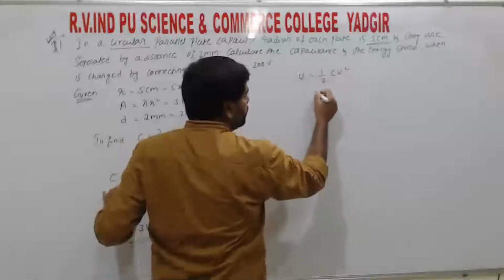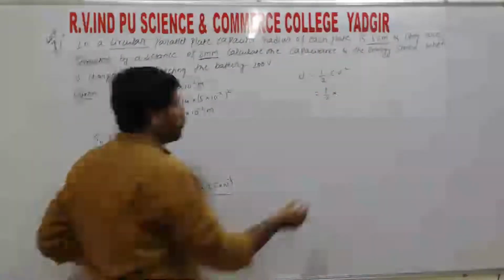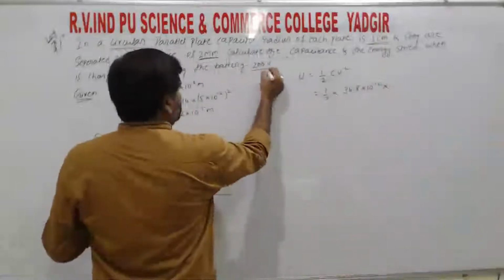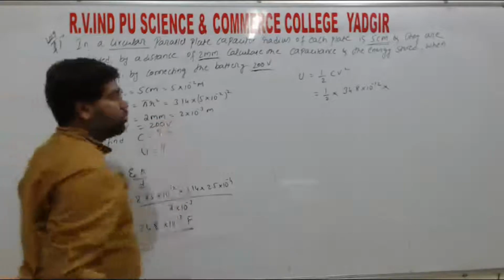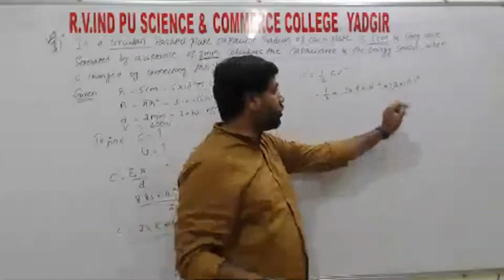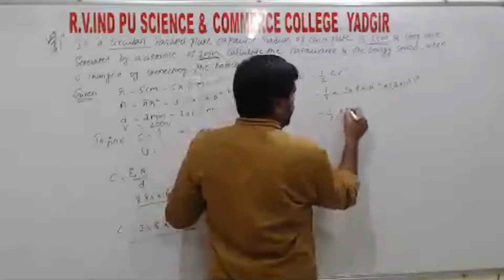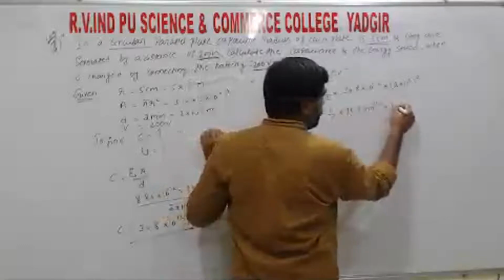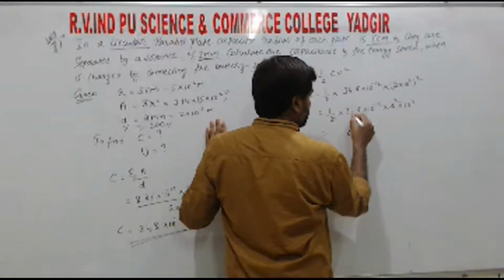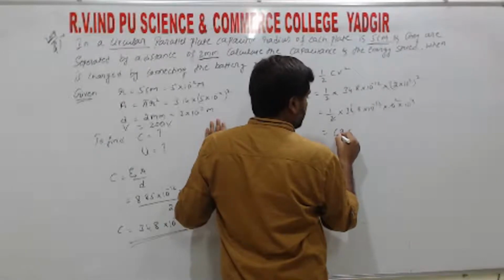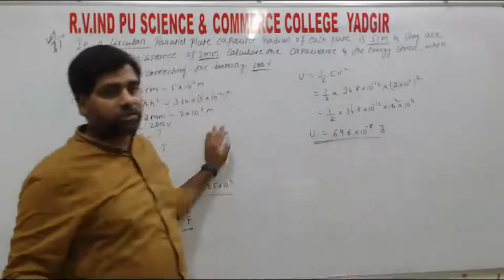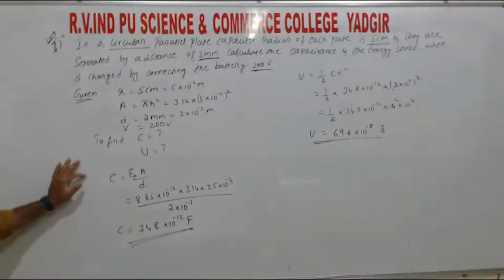U is equal to half CV square, right? So 1 by 2 into capacitance 34.8 into 10 to the power of minus 12 into the applied voltage, that is 200 volts, so 2 into 10 to the power of 2 whole square. So 200 we can write as 2 into 10 to the power of 2. So here we get 1 by 2 into 34.8 into 10 to the power of minus 12 into 4 into 10 to the power of 4, which gives 69.6 into 10 to the power of minus 8 joules. So this is the energy which is stored in the parallel circular plate capacitor, right?